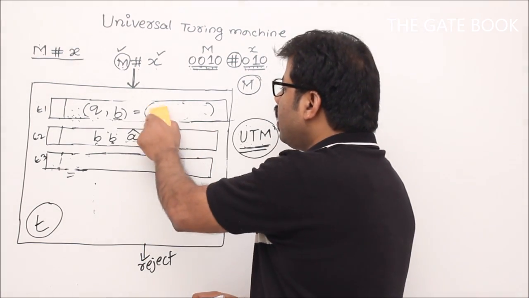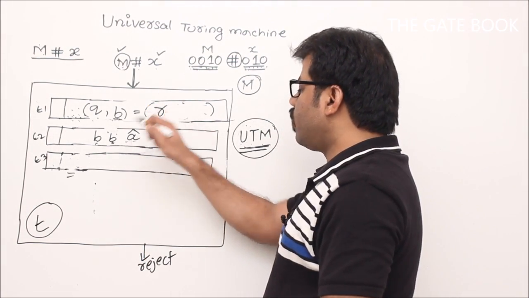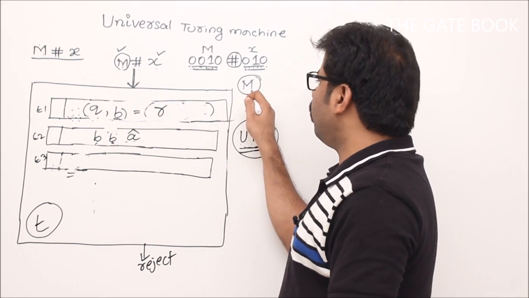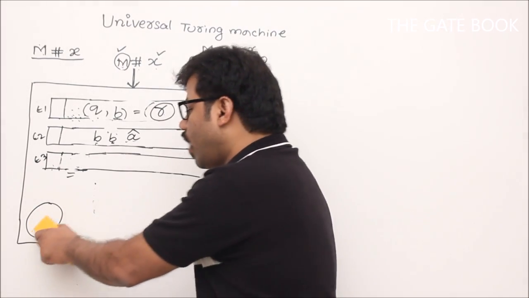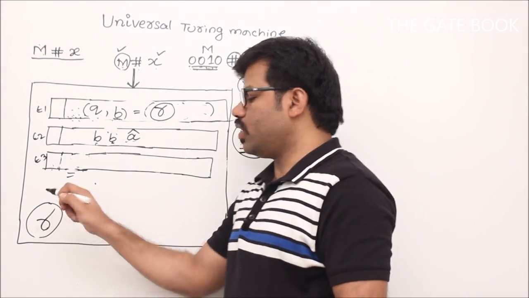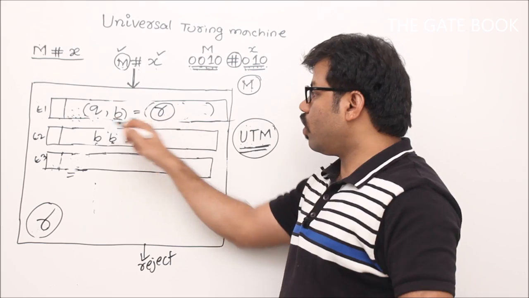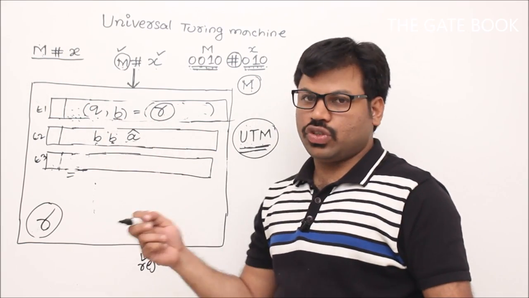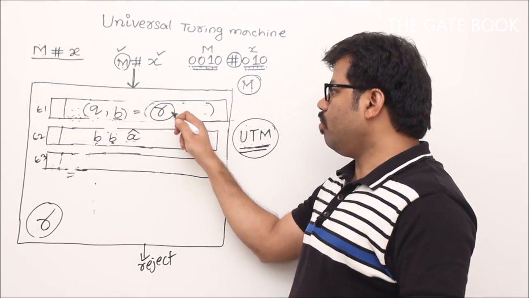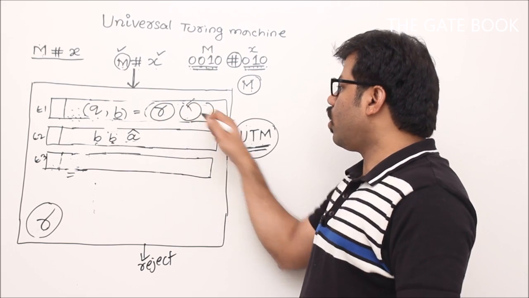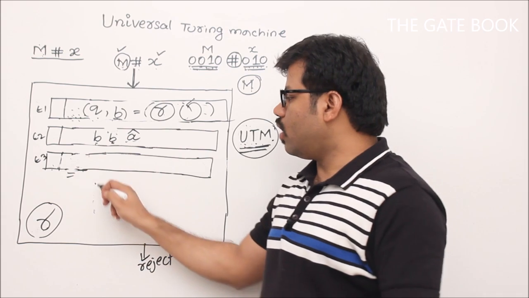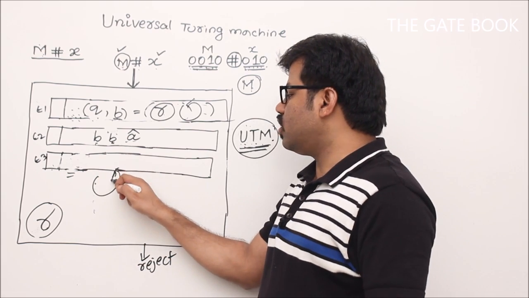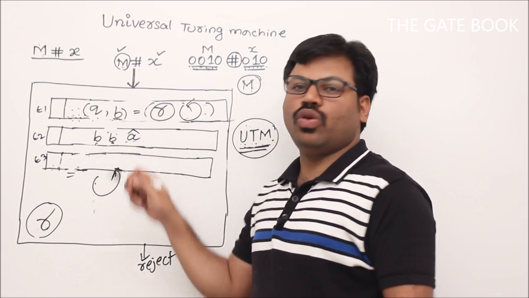At any point of time, if after simulation of your Turing machine M, the Turing machine comes to reject state, then your universal Turing machine also comes to reject state. What if your Turing machine M, which you have in binary form, is in a loop? What is your universal Turing machine going to do? We don't have any clue. We also will be busy simulating that Turing machine and we will be in a loop.